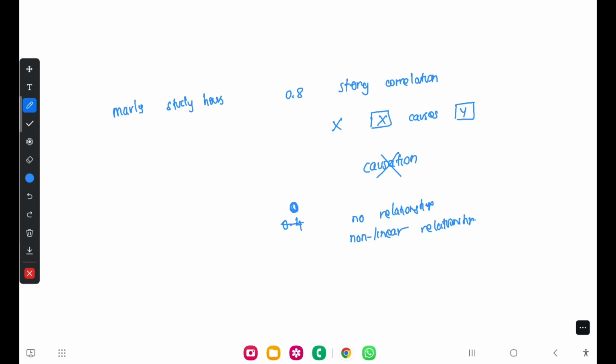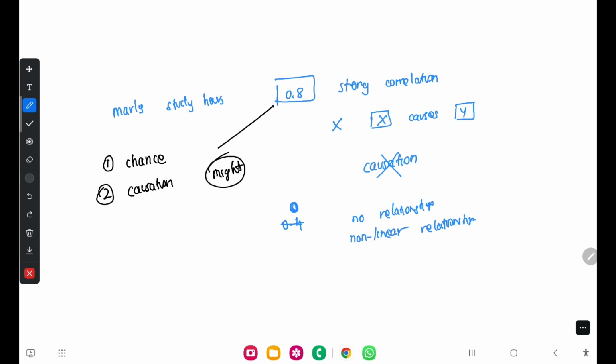And other than that, let's say there's a strong correlation between two variables. This can be caused due to many reasons. One can be due to chance. That is what we are focusing on. That is what we are trying to measure. But it can also be caused by causation. Though we don't necessarily say that correlation indicates causation, causation might be a reason. I'm saying it might be a reason for a strong correlation.